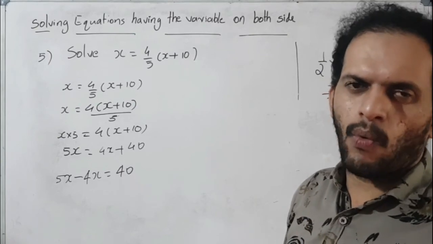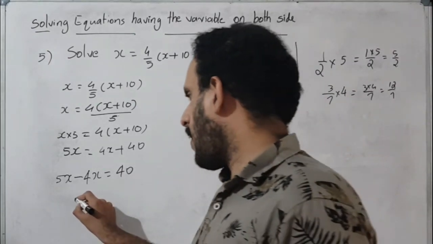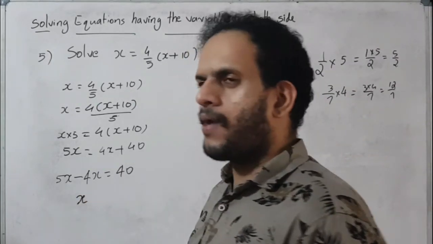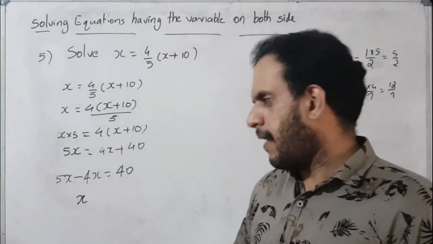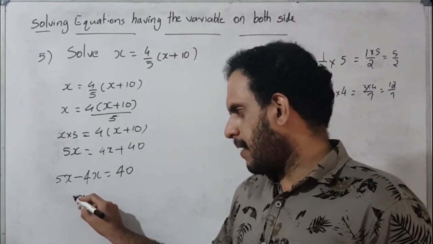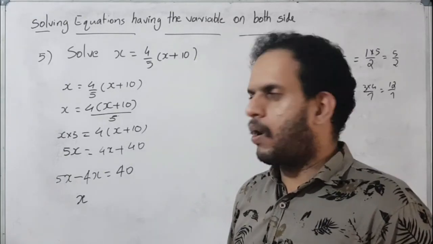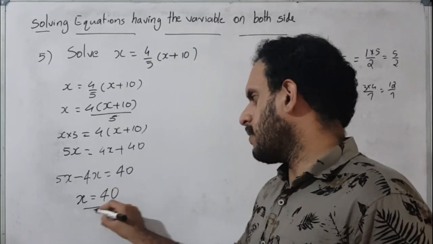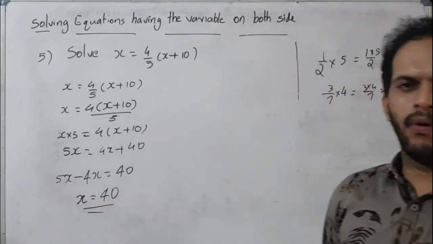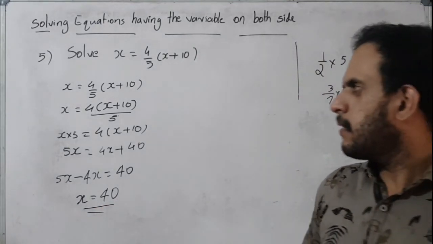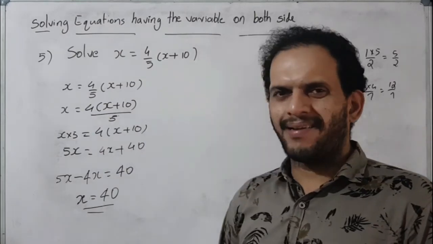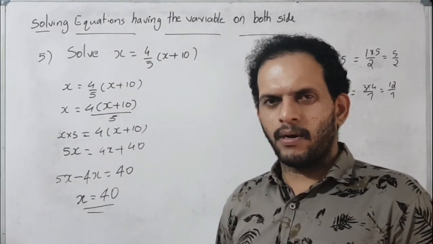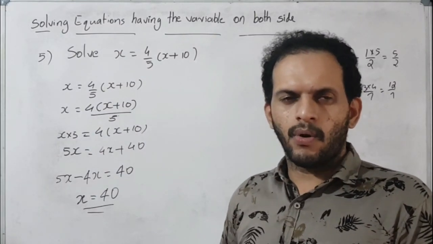1x, we do not write the 1x, we write only x. What is the meaning of x? x means 1x. We have a number here multiplying x. What is that number? The number is 1. Then x is equal to 40. So what is the answer here? x is equal to 40. Okay, there are different types of questions, just practice well. It's a very important type of question. I think you got this idea.